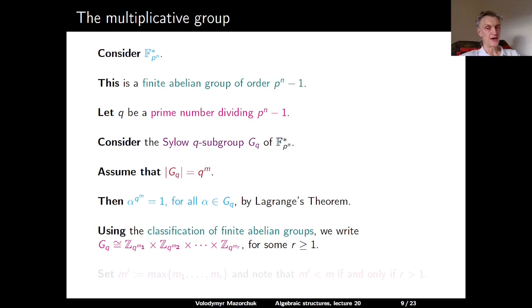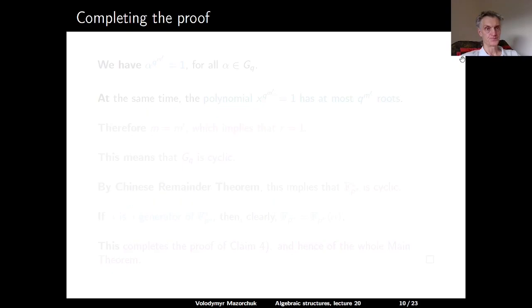Using the classification of finite abelian groups, we can write this finite abelian group G sub q as a product of the cyclic groups Z_{q^m1} times Z_{q^m2} times and so on. The last factor will be Z_{q^mr}, where r is a positive integer greater than or equal to 1. Let us denote by m prime the maximum of all these exponents m1, m2, and so on up to mr. And note that m prime is smaller than m if and only if r is greater than 1.